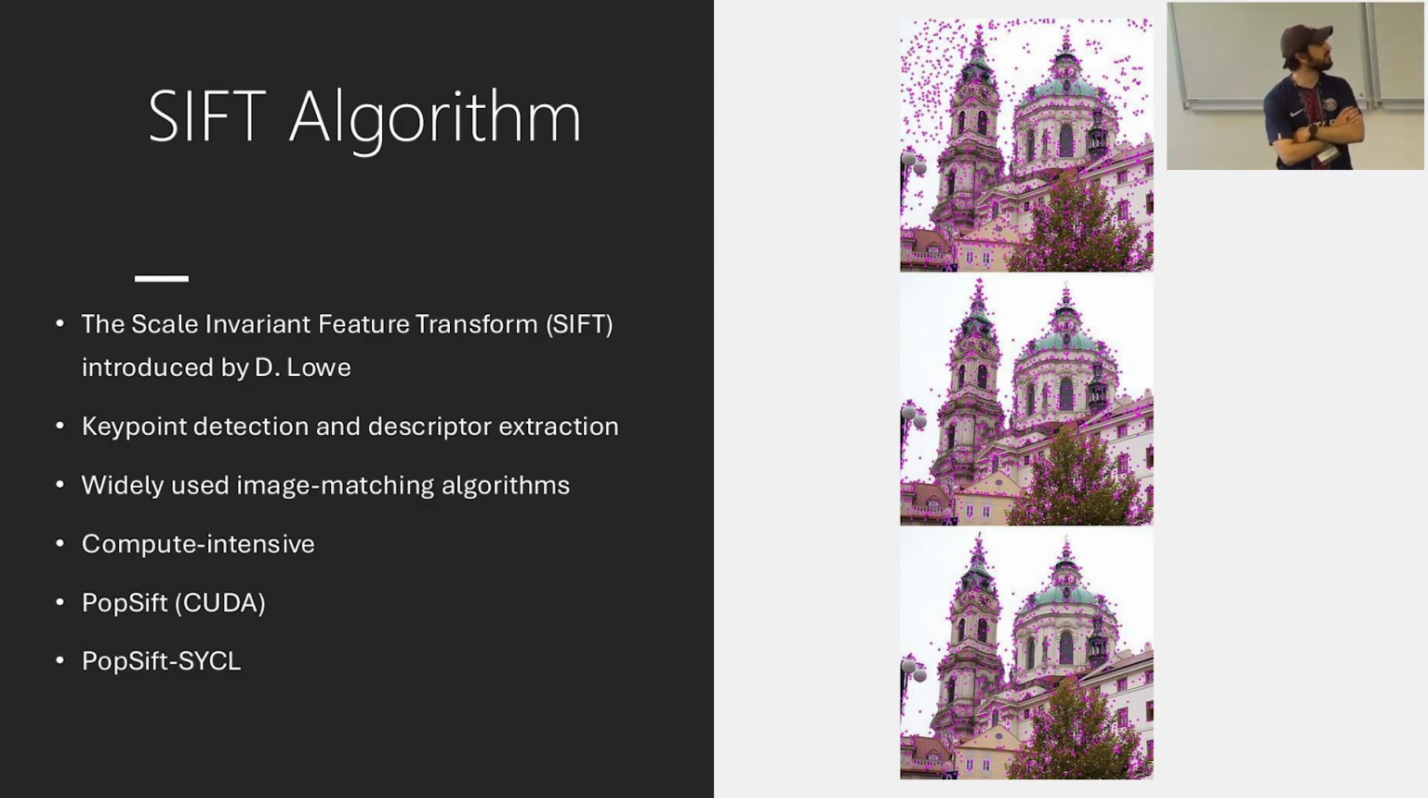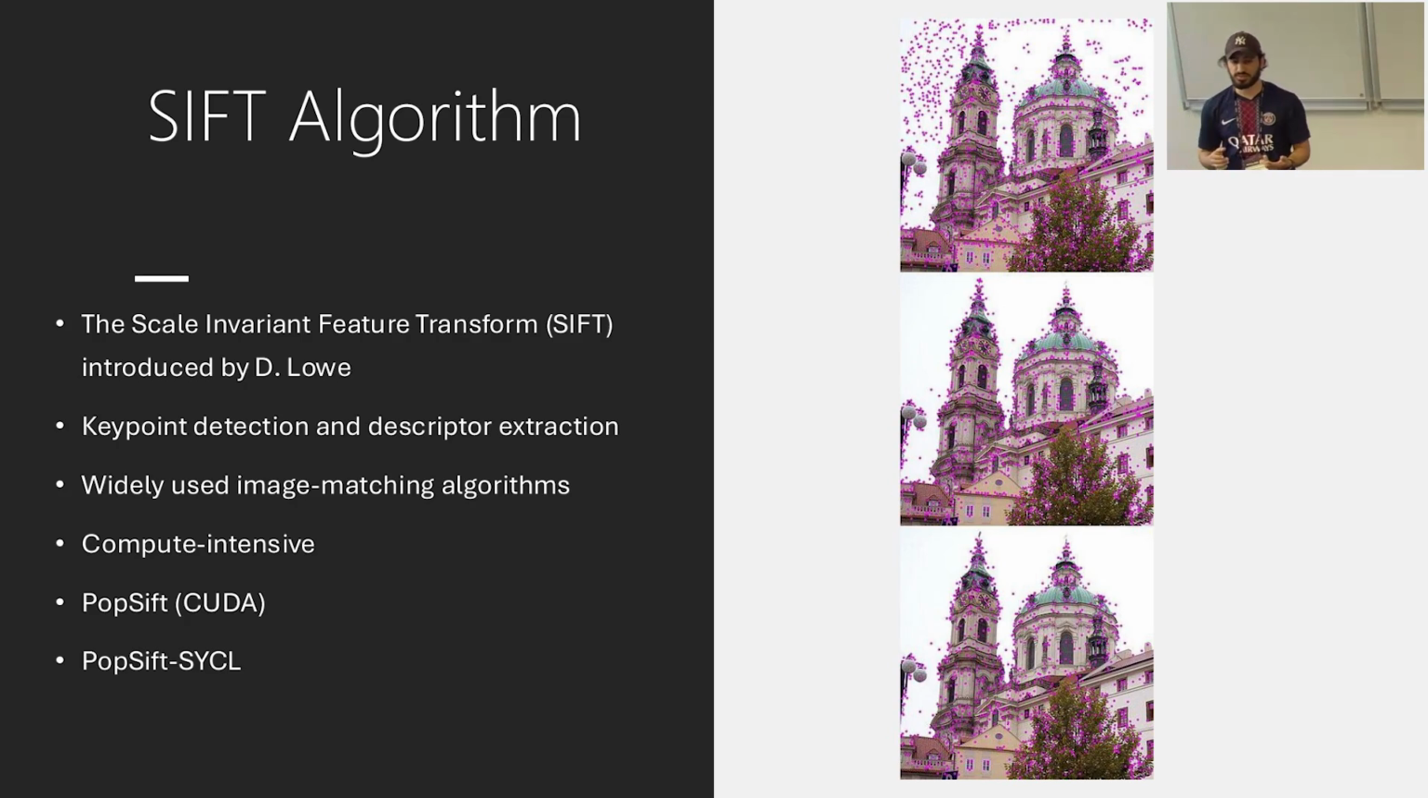So the context is the SIFT algorithm, standing for the scale invariant feature transform. It's a pipeline for detecting local structure in images and representing them in a 128-dimensional vector. It's widely used in image matching, structure from motion, visual localization, and in our context, 3D reconstruction. But it's relatively quite compute intensive.